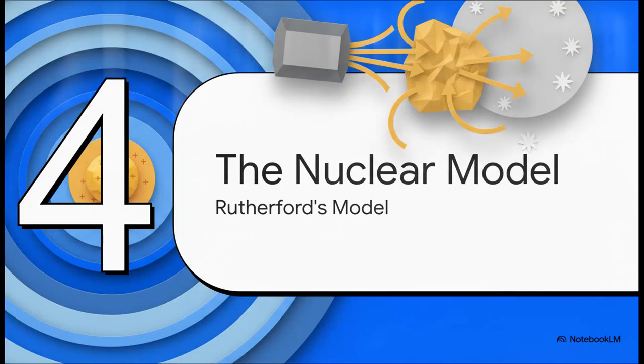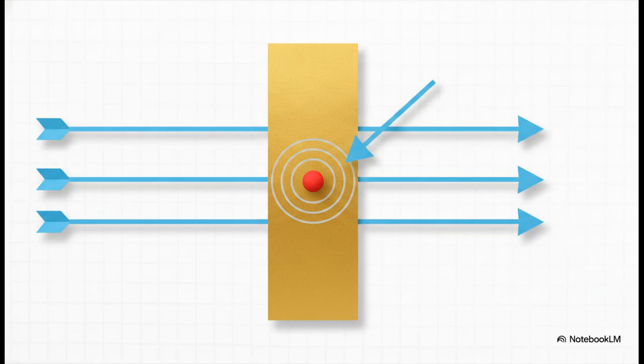Section 4. The centralized nuclear model. Ernest Rutherford's model. So the crucial point is that Thomson's model eventually needed a major upgrade, and that happened when Ernest Rutherford conducted his legendary gold foil experiment. By firing alpha particles at a super thin sheet of gold and watching them deflect, Rutherford realized that the positive charges weren't spread out in a pudding-like sea at all. Actually, they were highly centralized in one single spot.